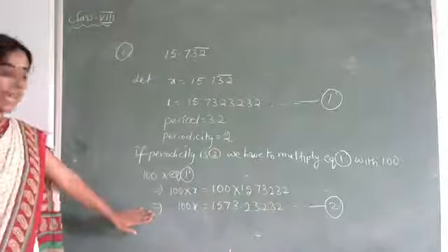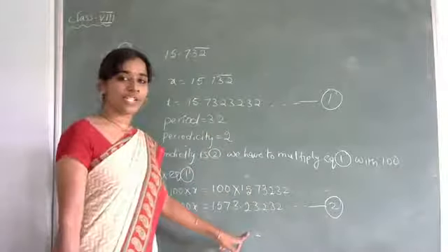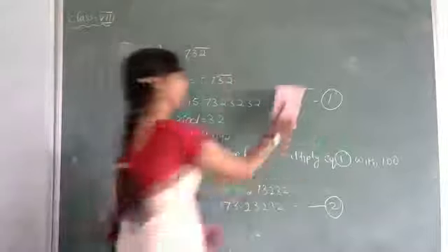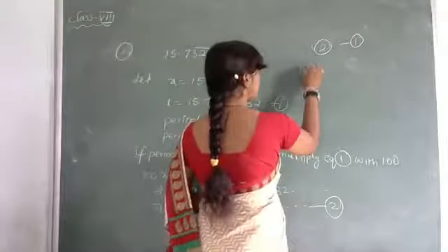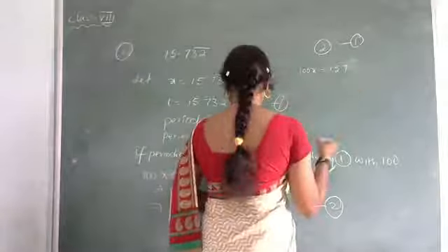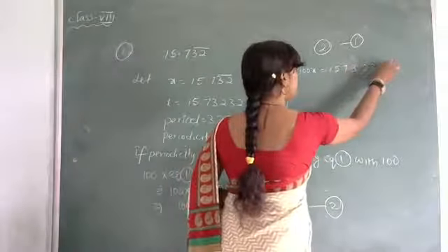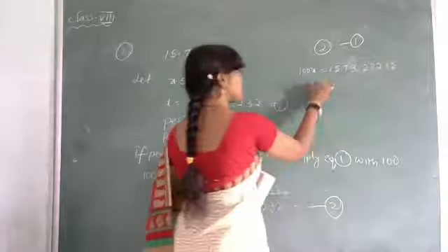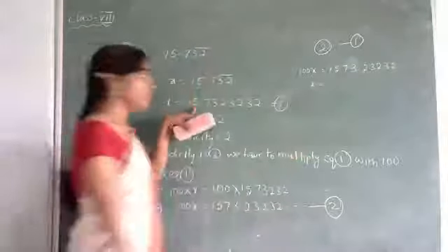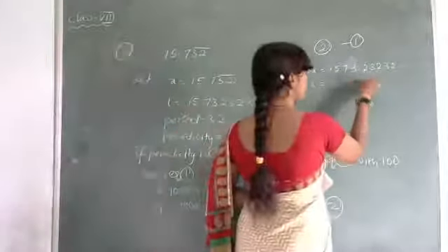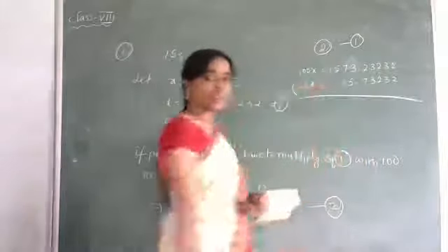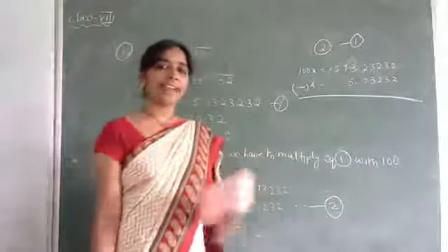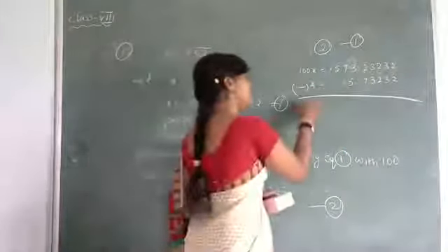Now what do we have to do? We have to subtract equation 1 from equation 2. So I am subtracting equation 1 from equation 2. So 100x equals how much did we get? 1573.23232 and so on. So what is the first equation we got? This is the first equation: 15.73232 and so on. So I am doing subtraction here. 100x minus x. If we subtract 1x from 100x, how much will we get?